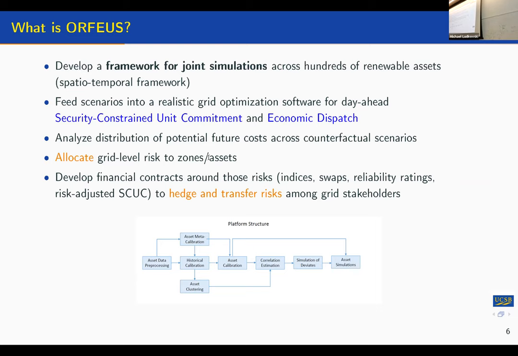So the scenarios that you're feeding into your security constrained unit commitment, are those basically different realizations of potential forecasting? Yeah.